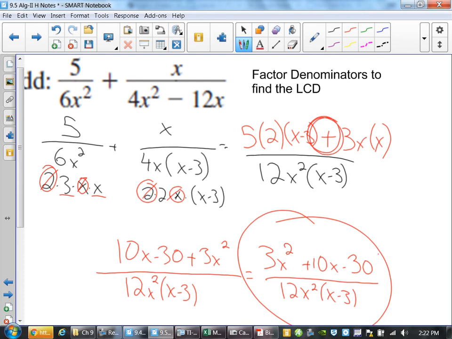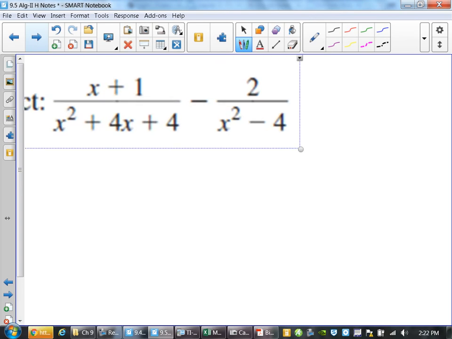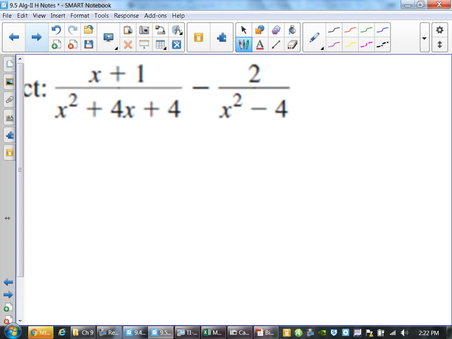Yes, sir. So, are there going to be problems where you have to simplify several fractions, and then add them together and then simplify that? Absolutely. That sounds like fun. Let's try another one. Do subtraction.